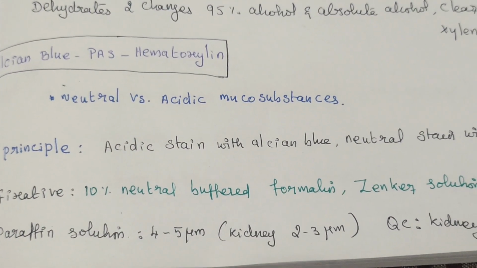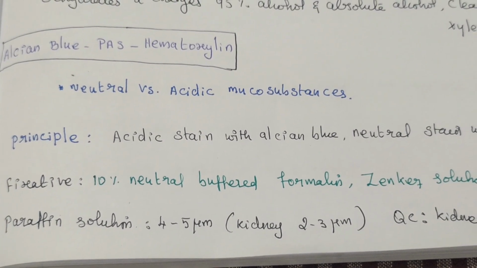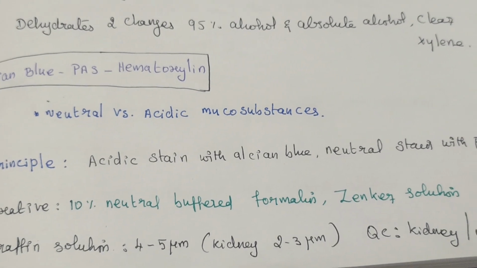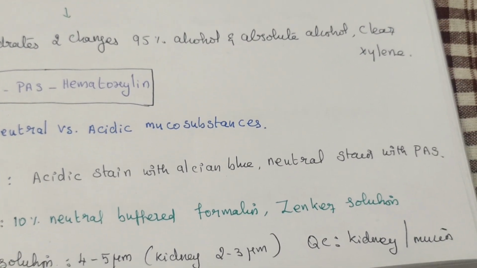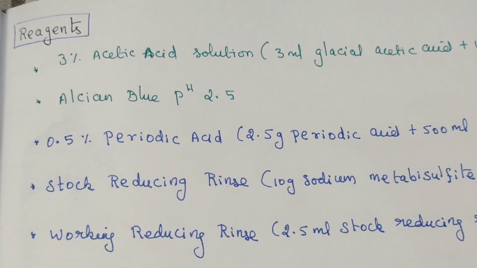So here the fixative is 10% neutral buffered formalin. Then paraffin sections, cut the tissue at 4 to 5 micrometers. In the case of kidney, 2 to 3 micrometers. Reagents for this one: Alcian blue, hematoxylin.